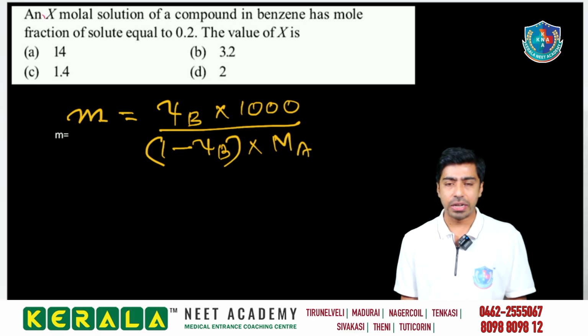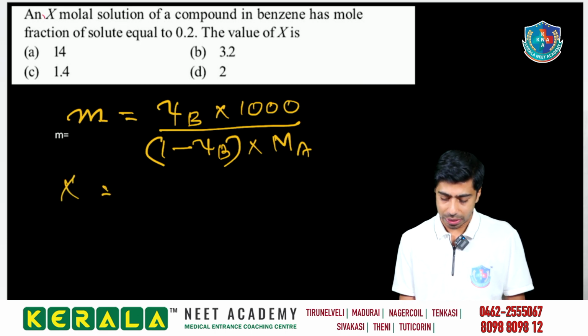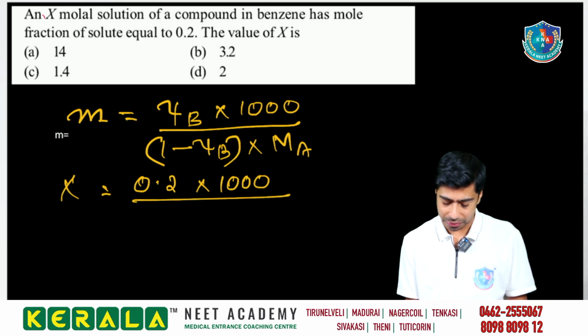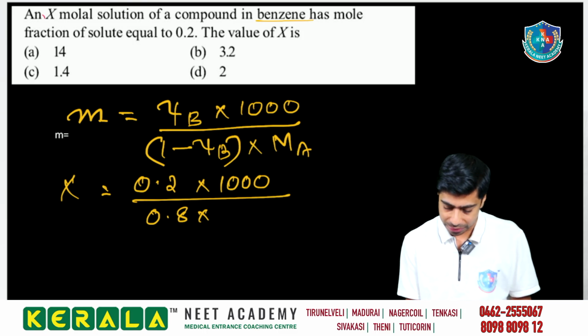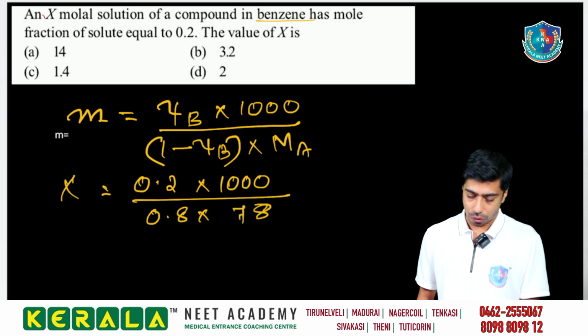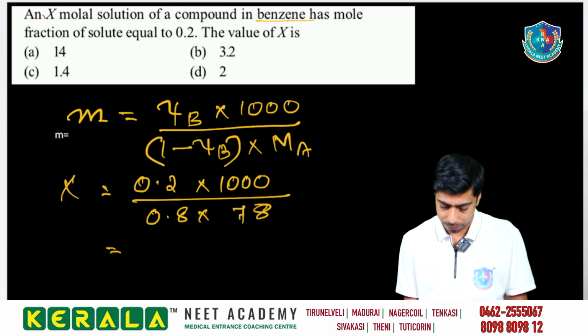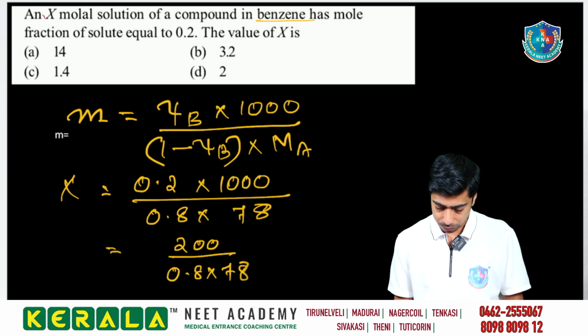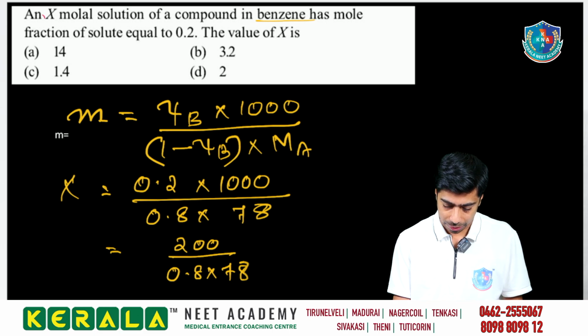Here the X molal solution, so let the molality be x. Molality is given as x and the mole fraction of solute is 0.2. So 0.2 × 1000 divided by (1 minus 0.2), that is 0.8, times the molecular mass of the solvent. The solvent is benzene, and the molecular mass of benzene is 78. On solving this, you get 200 divided by 0.8 × 78, and the answer will be around 3.2.